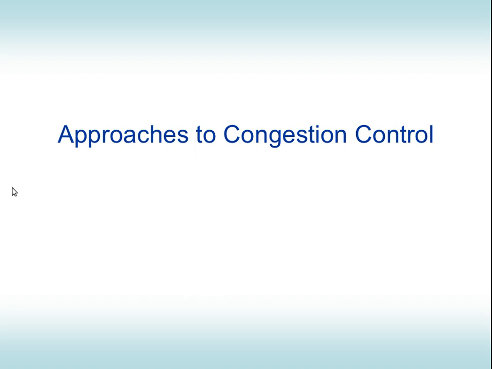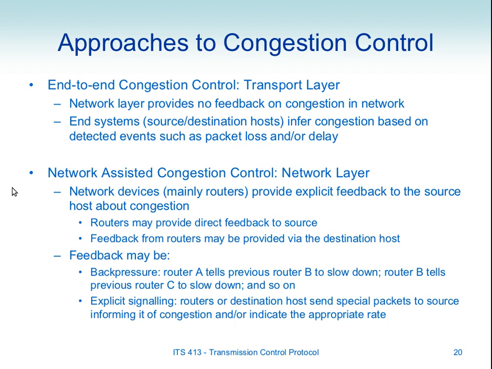How do we avoid congestion? Well, we implement a congestion control scheme, and there are two basic approaches for doing that. We can classify them as either end-to-end congestion control, normally implemented at the transport layer, which we're going to see what TCP does, and network-assisted congestion control, done at the network layer.